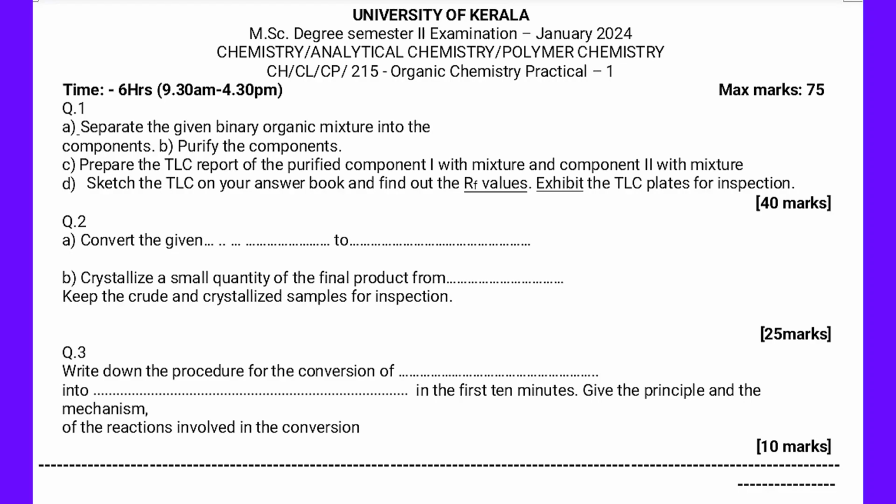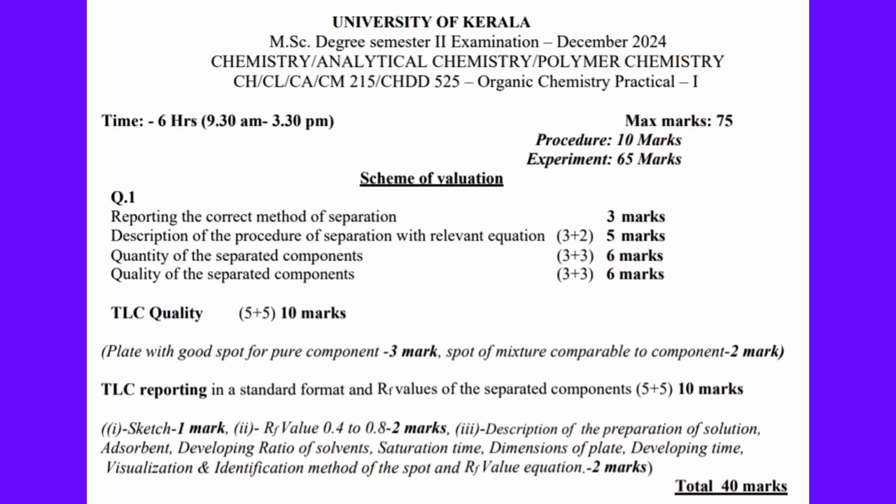Let's start with CHCL CP215, Organic Chemistry Practical 1. You have 6 hours to complete the exam, from 9:30 a.m. to 4:30 p.m. As I mentioned in the first part, this is the question paper. We've already discussed the question paper and marks distribution, so now let's take a closer look at the scheme of valuation. First question, separation of components.